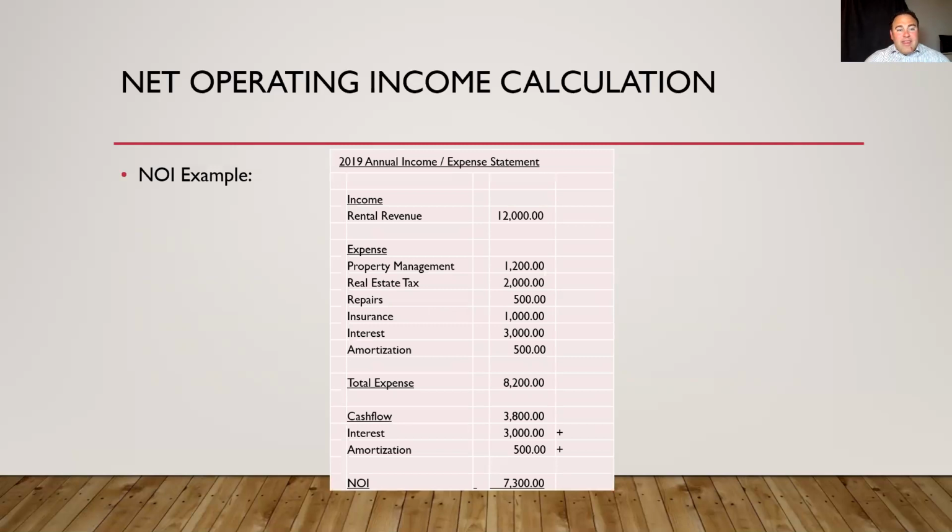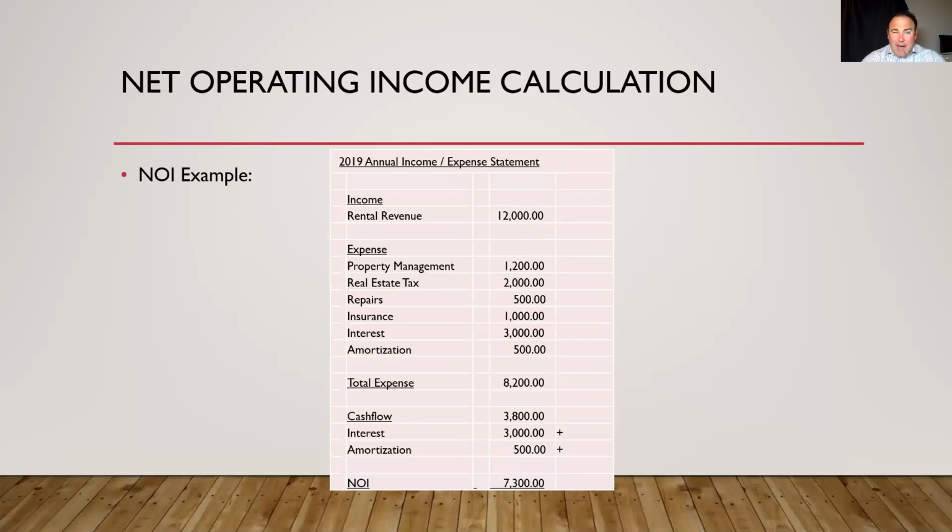So in this next one, this is exactly how we would, on this statement, calculate our net operating income or NOI, right? Still got all the same exact income statement here with that $8,200 in expenses, $3,800 in cash flow. But here we go. So we're going to add back in the interest. We're going to add back in amortization or principal reduction on our loan to get to $7,300 NOI. So on this particular asset, we have just calculated our net operating income is $7,300.